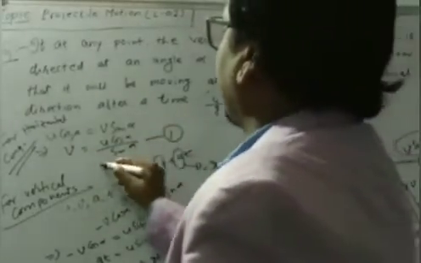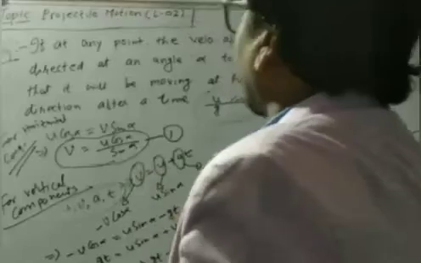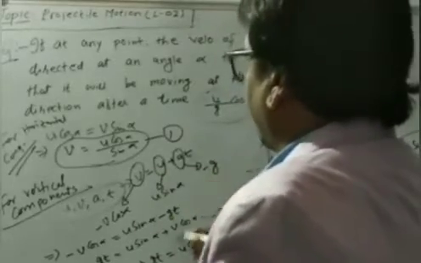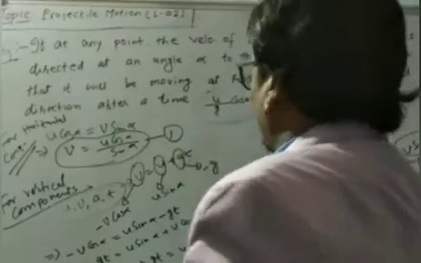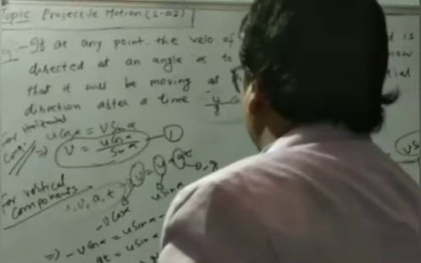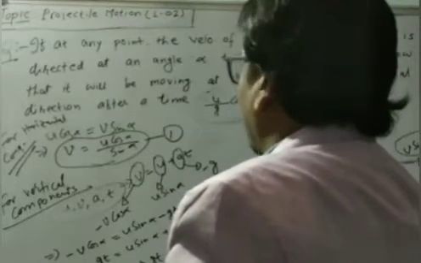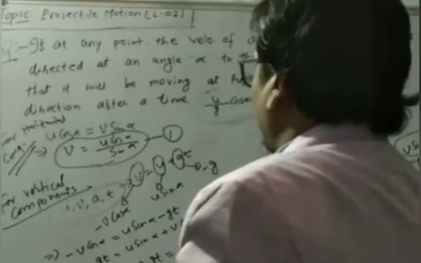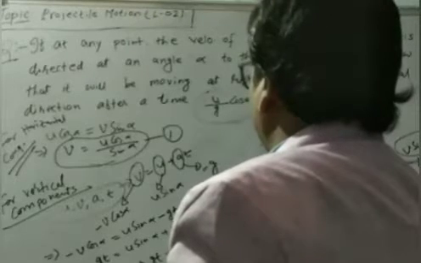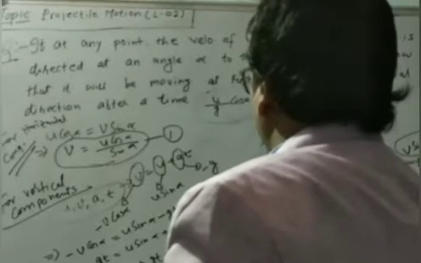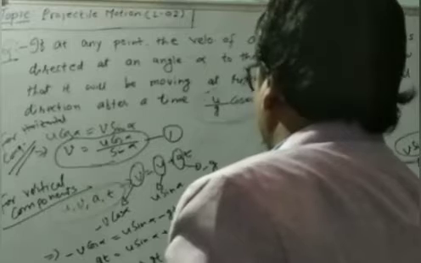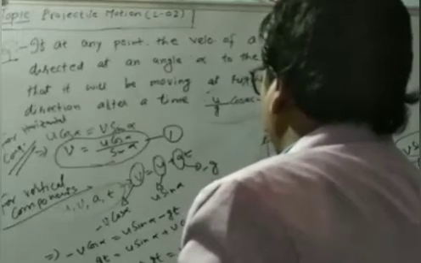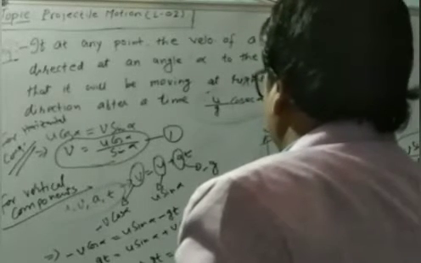V is basically this one. Okay, so in place of v, just put u cos alpha upon sin alpha into cos alpha. So what will you find? gt equals to, just take LCM.